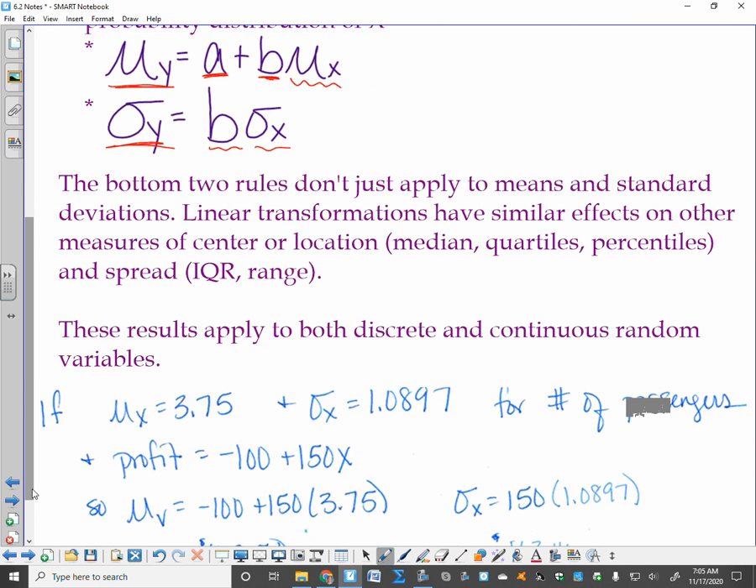The bottom two rules don't just apply to means and standard deviations. Linear transformations have similar effects on other measures of center or location. So median, quartiles, percentiles are all the same thing. They are affected by multiplication and they are affected by addition and subtraction. The spread, if I was talking about IQR or range, those would also only be affected by multiplication because they are a measure of spread. These rules apply to both discrete and continuous random variables.